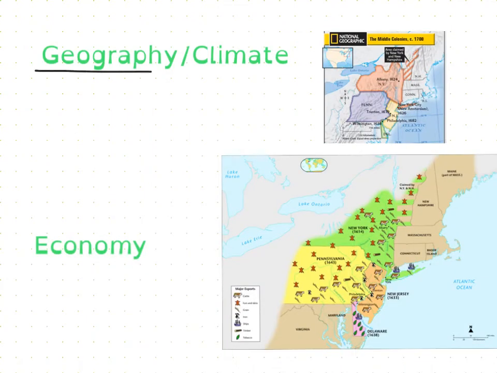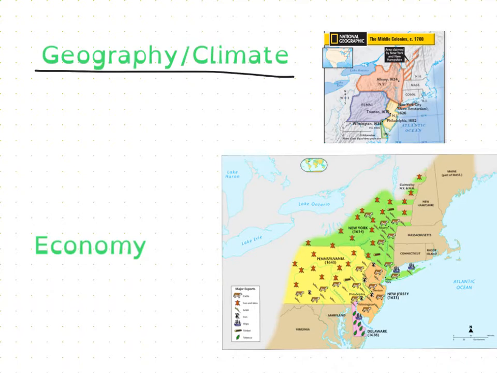All right, so we are going to get started with geography and climate. And if you remember correctly, these do not go in the same order that they do on the note-taking sheet. So you are going to want to make sure that you are following along to the best of your abilities. We're going to start in that second box down in the middle column where it says middle colonies.